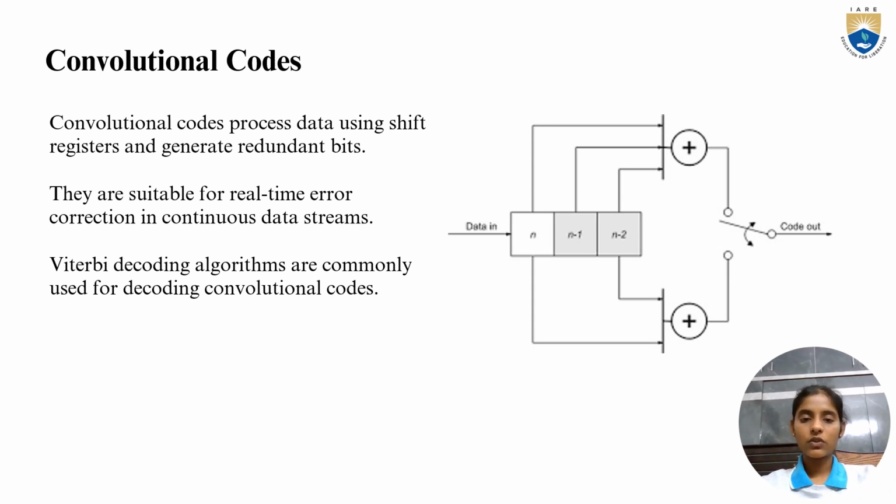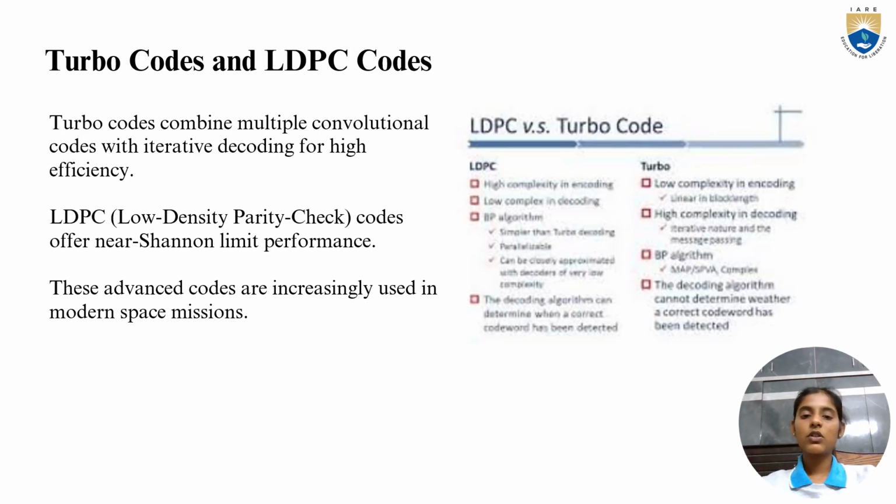Convolutional codes. Convolutional codes process data using shift registers and generate redundant bits. They are suitable for real-time error correction in continuous data streams. Turbo codes and LDPC codes. Turbo codes combine multiple convolutional codes with iterative decoding for high efficiency. LDPC, low density parity check codes, offer near Shannon limit performance. These advanced codes are increasingly used in modern space missions.